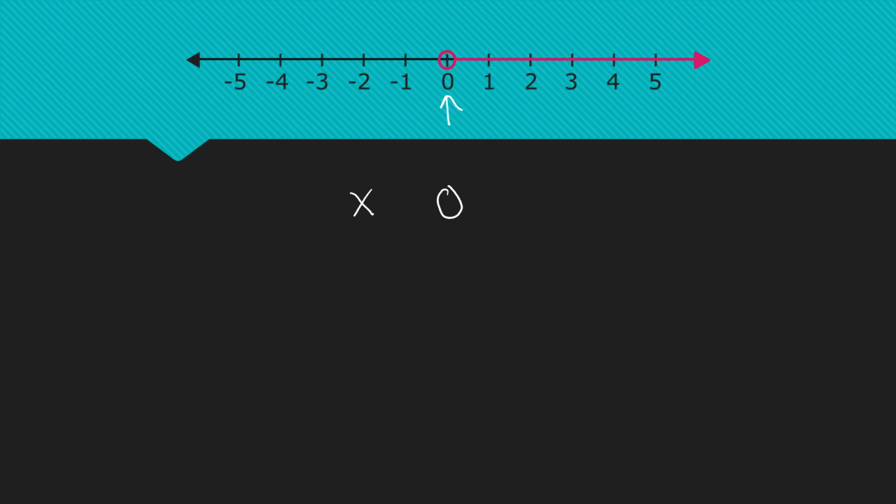Because we're shaded to the right, all of those values are bigger than 0, which means that x is going to be greater than 0, because any one of those numbers, if you plugged it in for x, would make the equation true. 1 is greater than 0, 2 is greater than 0, and so on. So that's the inequality for this given graph.